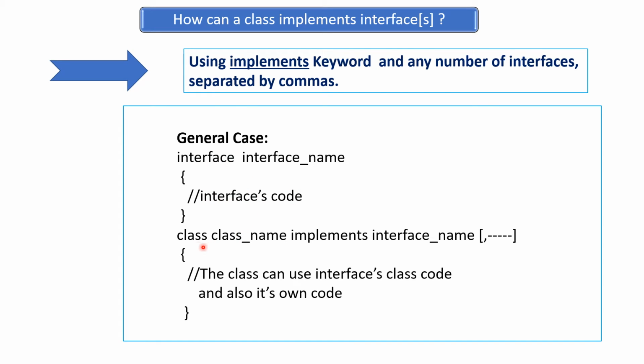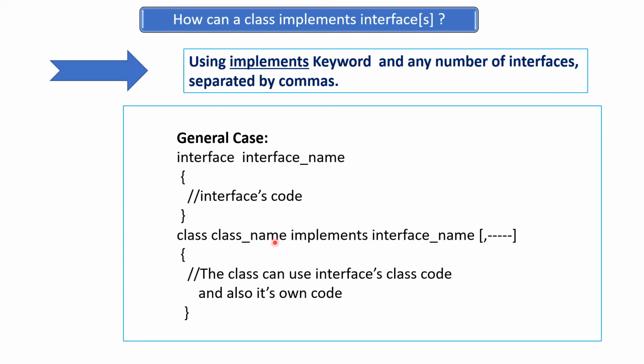After that you can create a child class, and then you can provide the implements keyword, and then you can give the interface name. Here any child class can implement n number of interfaces. There is no restriction to implement the interface.